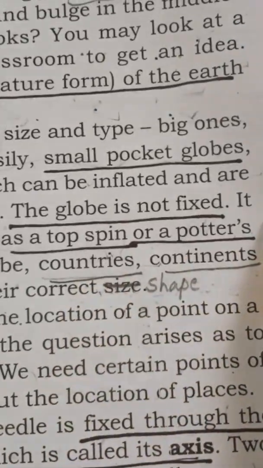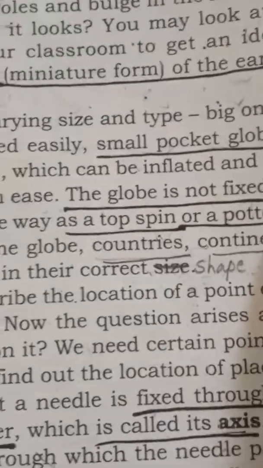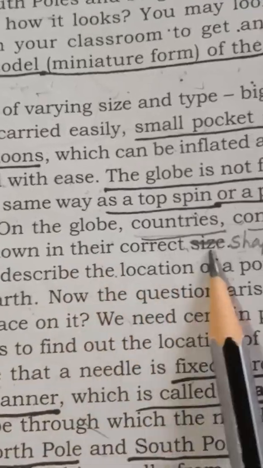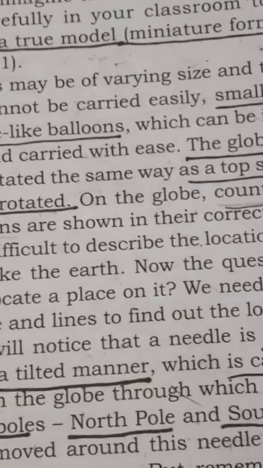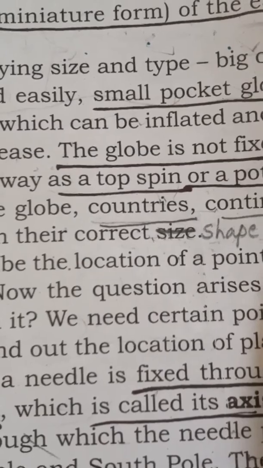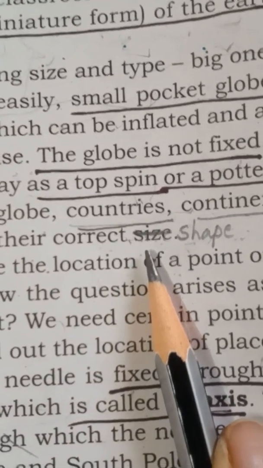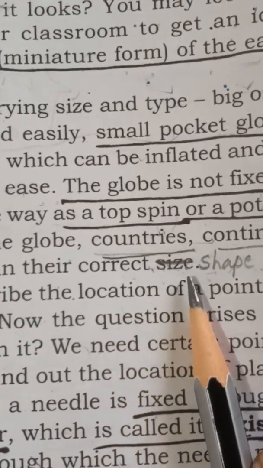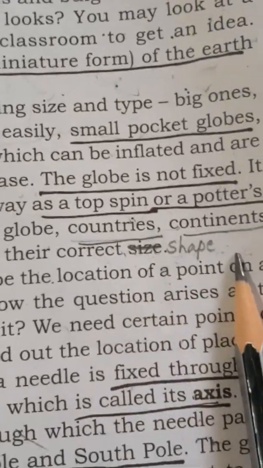Now globe is not fixed. It spins just like a top or potter's wheel. And as it is exactly like the Earth, all the countries, continents and oceans are shown in the correct position and in correct shape. Correct shape, not size, children. If in your book you have size, please cancel it and write shape. It cannot be correct size. If the size is the same, then the globe will be as big as the Earth. So correct it and write shape.